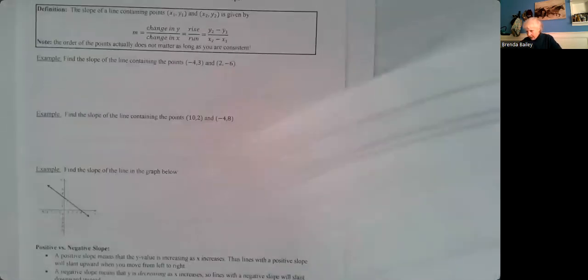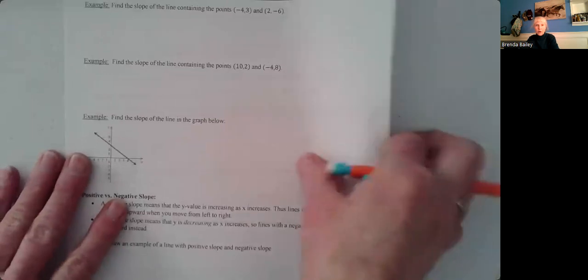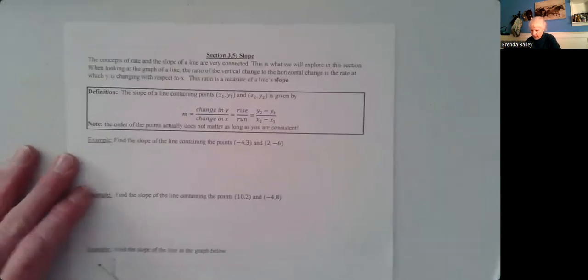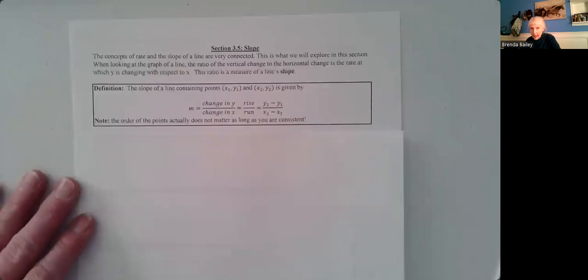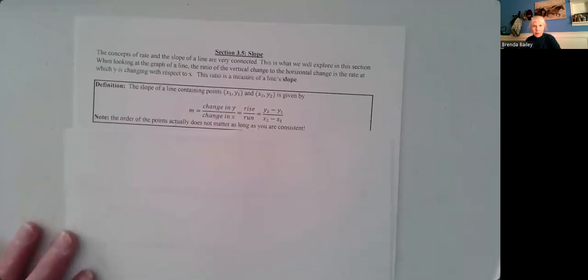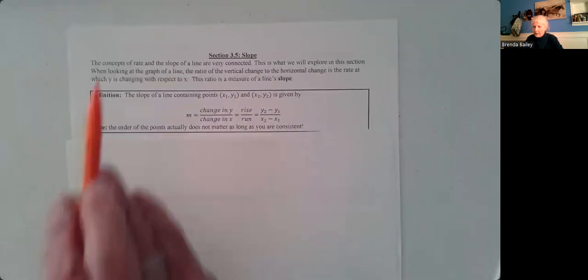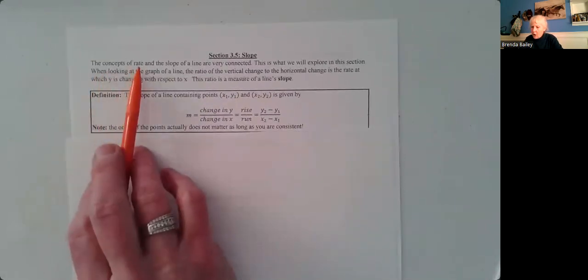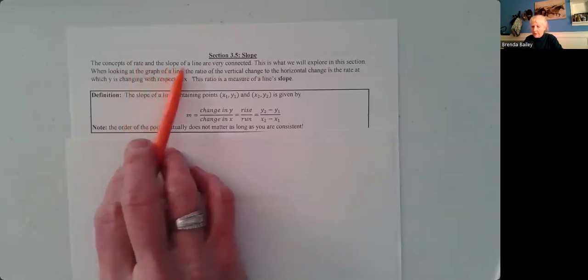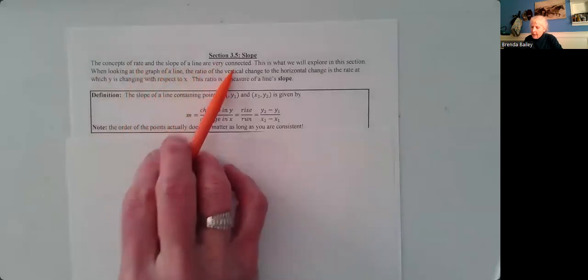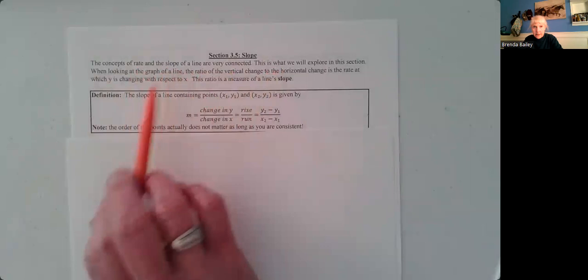Now, that brings us to another idea that goes very well with 3.4. So I'll do them together, 3.4 and 3.5. And that's looking at the slope. All right, so the concept of rate and the slope of a line are very connected. This is what we will explore in this section.